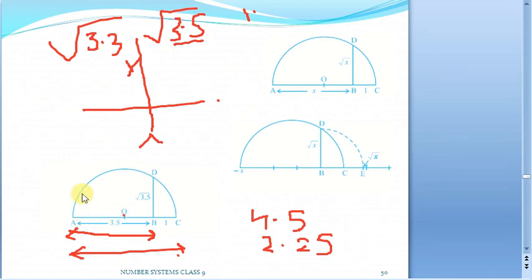Just complete this semicircle like this. Now from this point B, drop a perpendicular like this. It will meet the semicircle at D. Now this length BD is what will give you the square root of 3.5, which is asked in the question. Just see again: from point B, extend the line to this particular D. Now this length is root of 3.5.